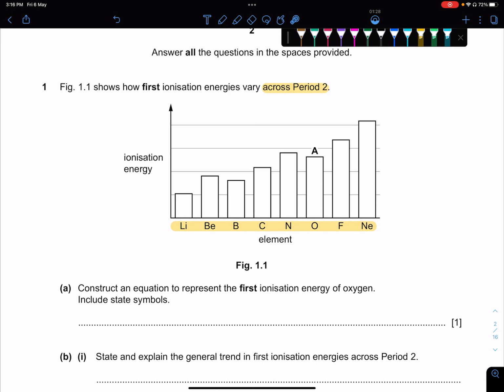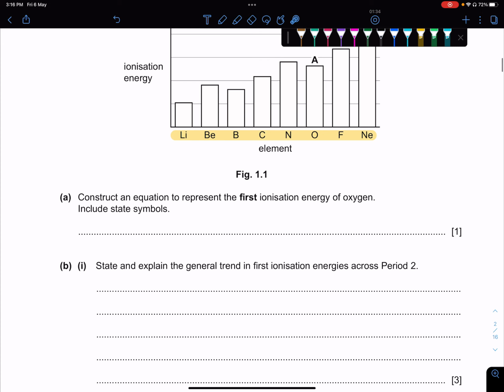So he has shown us some ionization energy variation across period 2. Now he's saying to construct an equation to represent the first ionization energy of oxygen. We're going to put the state symbols too. We write it as oxygen in gaseous form, 1 mole of that forming 1 mole of positive ion, or cation, in gaseous form, and 1 electron is eliminated. Now why is this +1, why not anything else? Because whatever the number of the ionization energy, that's basically the charge on the cation on the right-hand side. So do remember that.